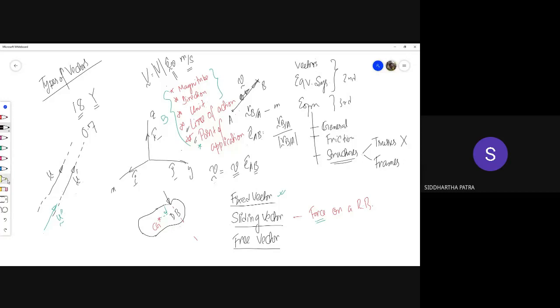So instead, if I choose to apply the force at the bottom surface, I'd be developing a different type of deformation, this time because of tensile force. Okay, so the effect is not the same, and therefore the force on a deformable body becomes a fixed vector.